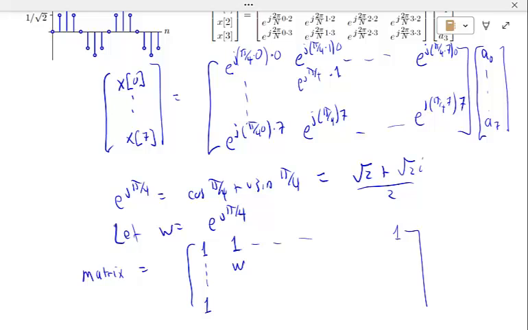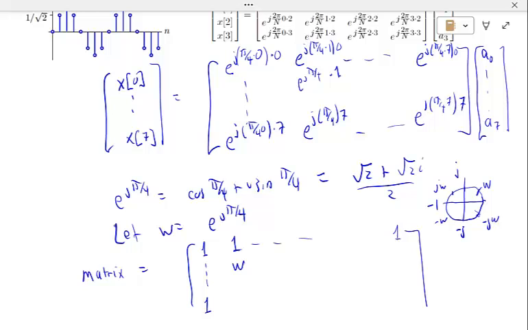Now what's w squared? Well, look at the circle here. If I go around, this is w. W squared is in fact j. W cubed is here. So w cubed I could write as jw, because I'm going around j and then w. W to the fourth is minus 1. W to the fifth is minus w. W to the sixth is minus j. And then this one here is going to be minus jw. Okay. So that's what happens.